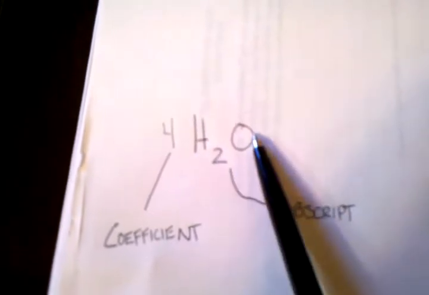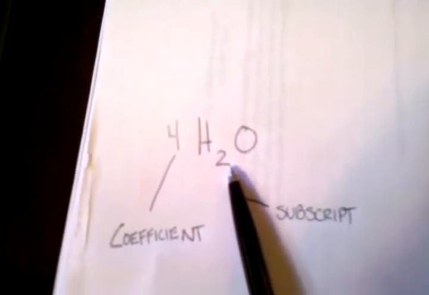To illustrate this, I have here a water compound, or a water molecule. With the water molecule, you have H2O, two hydrogen atoms and one oxygen atom. The subscript is the 2 here. If we were to make this a 1, this no longer is a water compound or water molecule. So therefore we cannot change the subscripts.